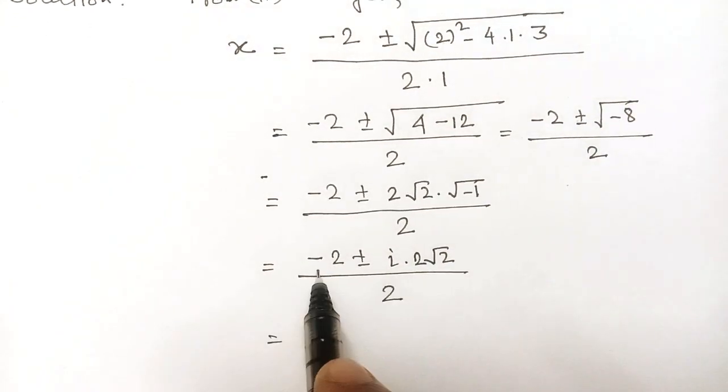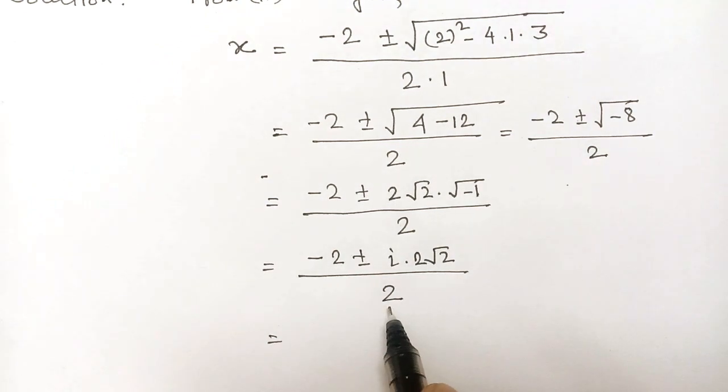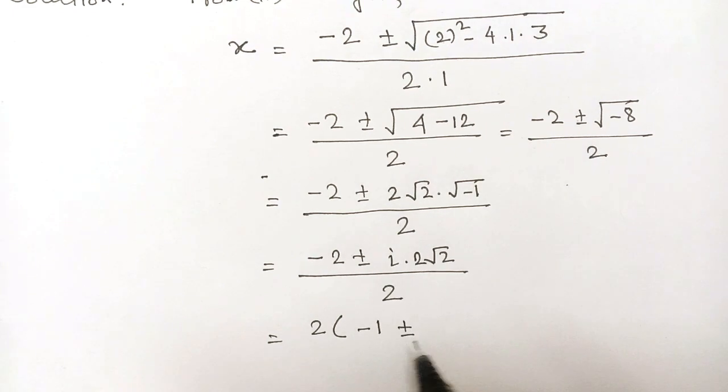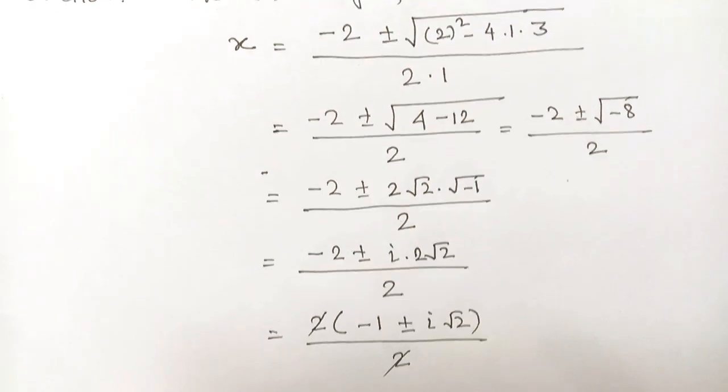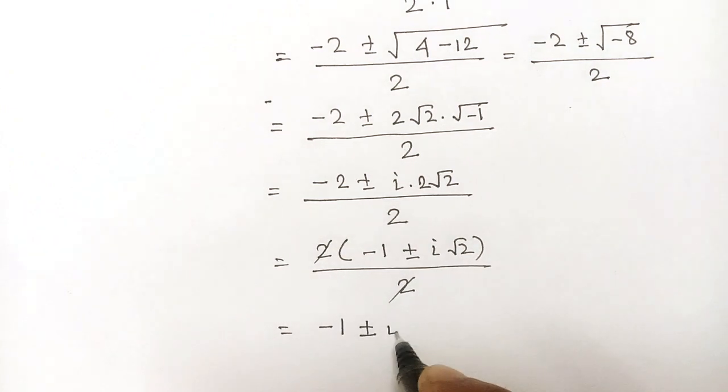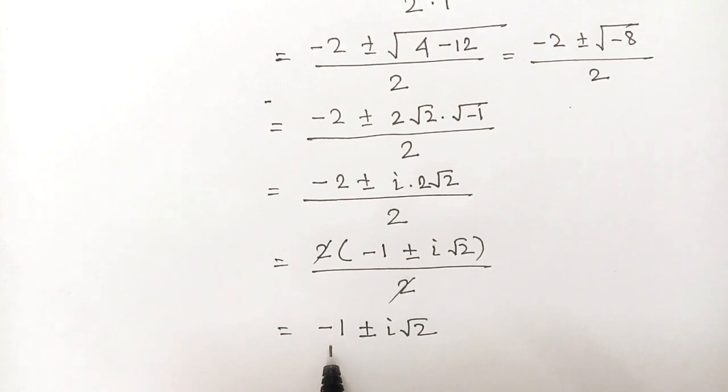We can take 2 common from here, and that 2 and the 2 in the denominator will cancel out. So inside the bracket there will be minus 1 plus minus i into root 2 divided by 2. These 2 and 2 will cancel out and it will become minus 1 plus minus i root 2. So for the second equation, the two roots are minus 1 plus i root 2 and the other is minus 1 minus i root 2. So we can see that the roots of equation 2 are imaginary.